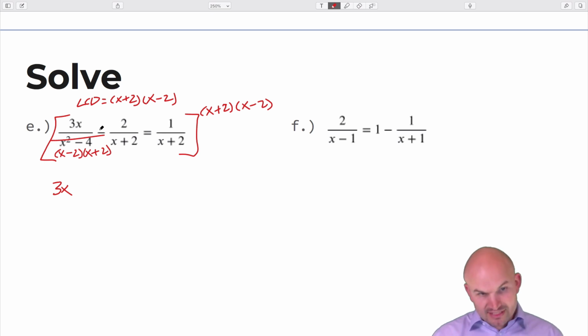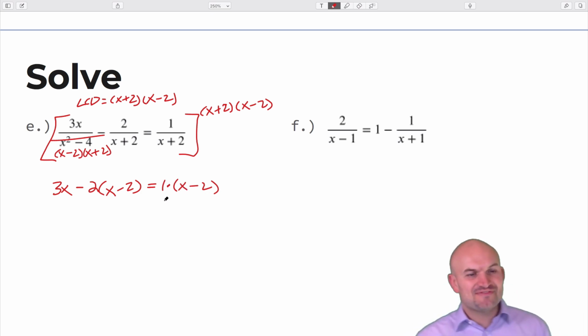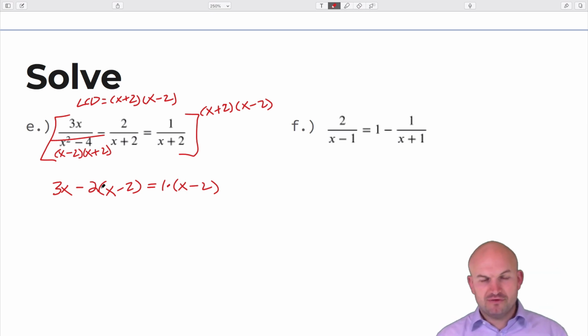Be very careful to keep check with that negative. So that becomes a -2 times x minus 2, right? Because the x plus 2 is divided out. Here again, the x plus 2 is divided out, so I'm left with a 1 times x minus 2. I don't need to be as careful with a 1 as far as my distributive property, but it's very common for students to make a mistake here with that -2. All right, so now we can go ahead and distribute.